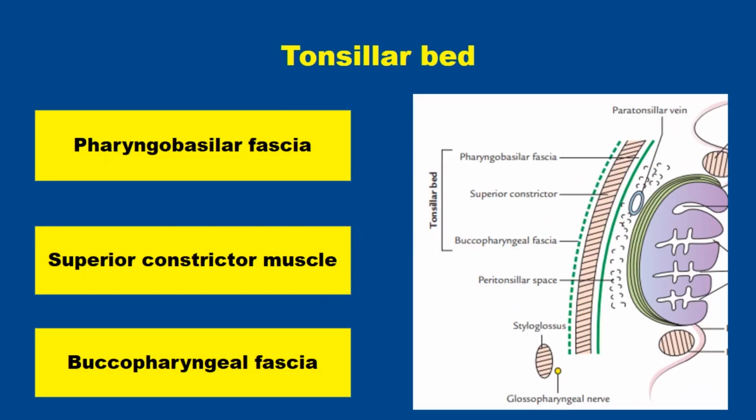Now the tonsillar bed. As we discussed earlier, the tonsillar bed forms the lateral boundary of the fossa, and from the inside to the outside this tonsillar bed is formed by the pharyngobasilar fascia. This green structure is the pharyngobasilar fascia. After the fascia comes the superior constrictor muscle, then the buccopharyngeal fascia. So these three structures form the tonsillar bed.